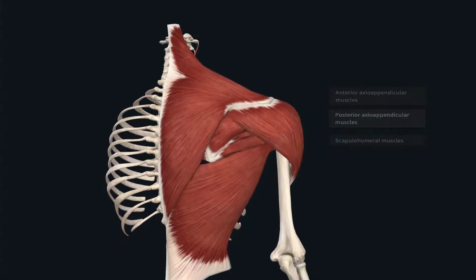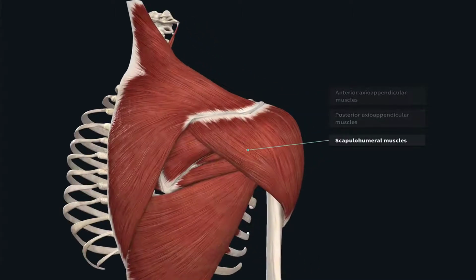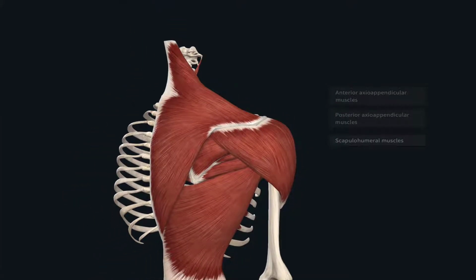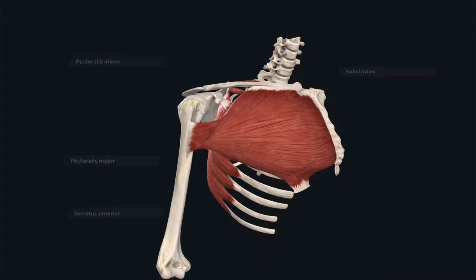Now the third group is going to be the scapulohumeral muscles, which as their name implies would begin on the scapula and end on the humerus. Let's now take a closer look at these three groups of muscles individually.